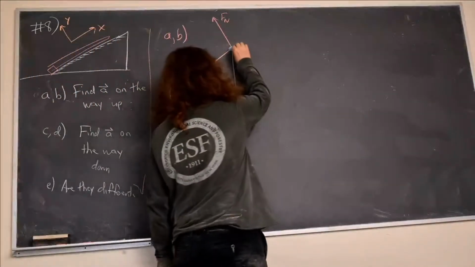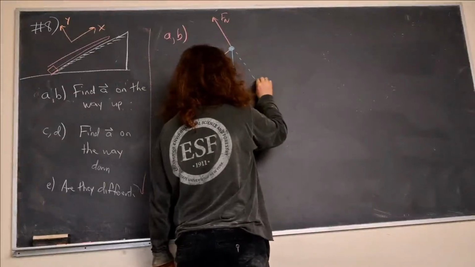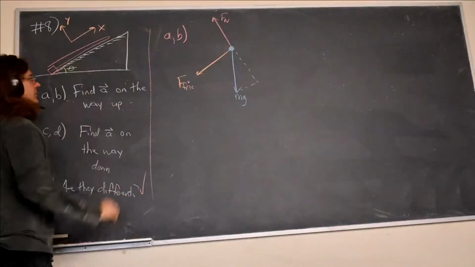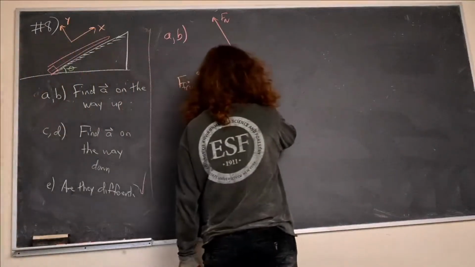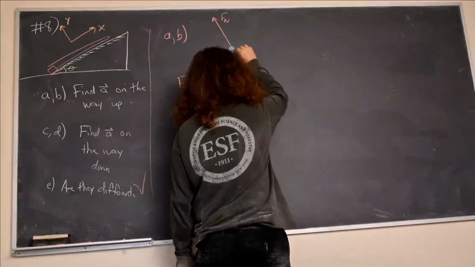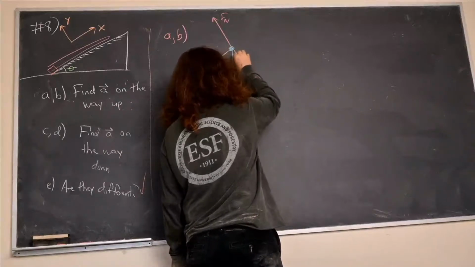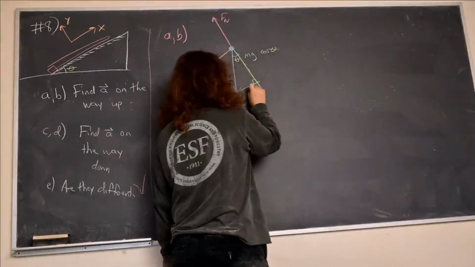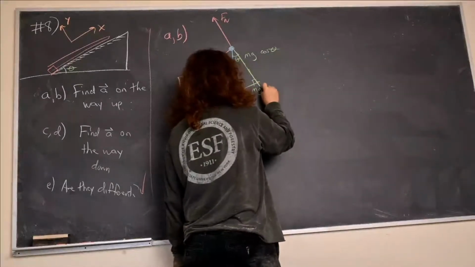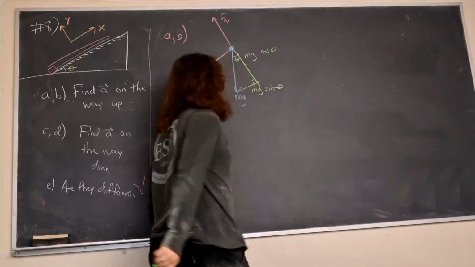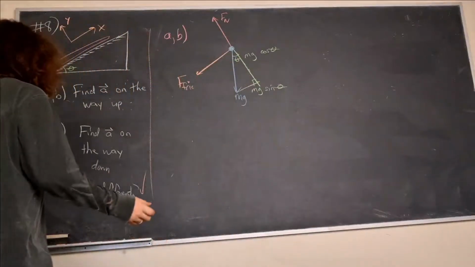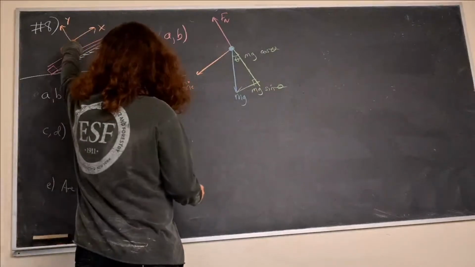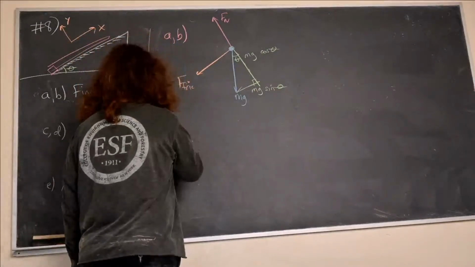Now I need to decompose gravity into its components, as always. So you know the angle. That's theta. So this one's going to be mg cosine theta. This one's going to be mg sine theta. Hopefully you've done this a dozen times before. So here are our coordinate axes.